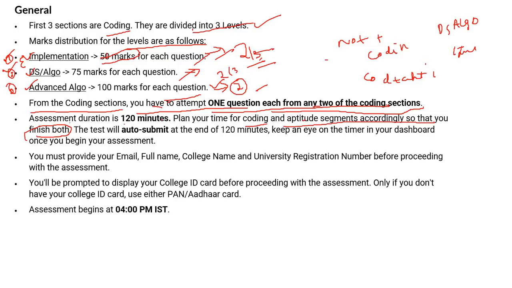The assessment duration is 120 minutes, so plan your time for the coding and aptitude segments. In aptitude, there are quantitative aptitude, logical, and verbal ability. For verbal ability, I will share a video soon. For logical and quantitative, you can check videos on FacePrep, or prepare from the FacePrep website. The test will be auto submitted at the end of 120 minutes.